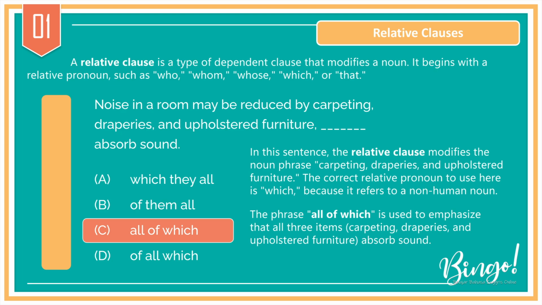The correct relative pronoun to use here is which, because it refers to a non-human noun. The phrase all of which is used to emphasize that all 3 items, carpeting, draperies, and upholstered furniture, absorb sound.